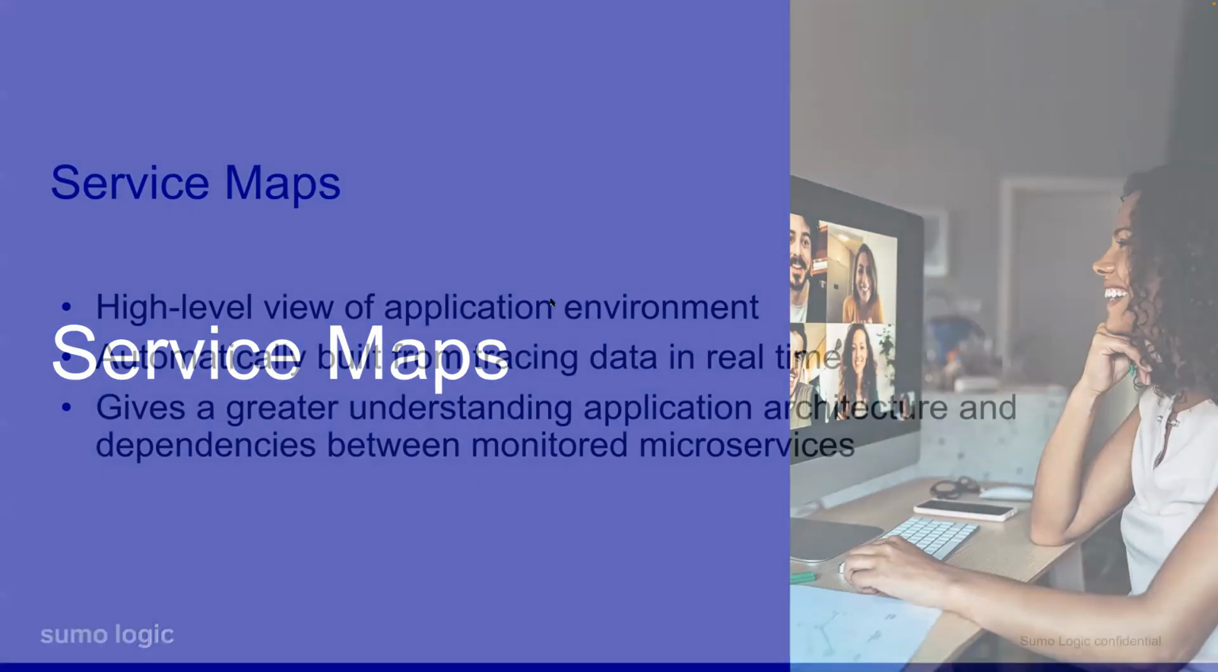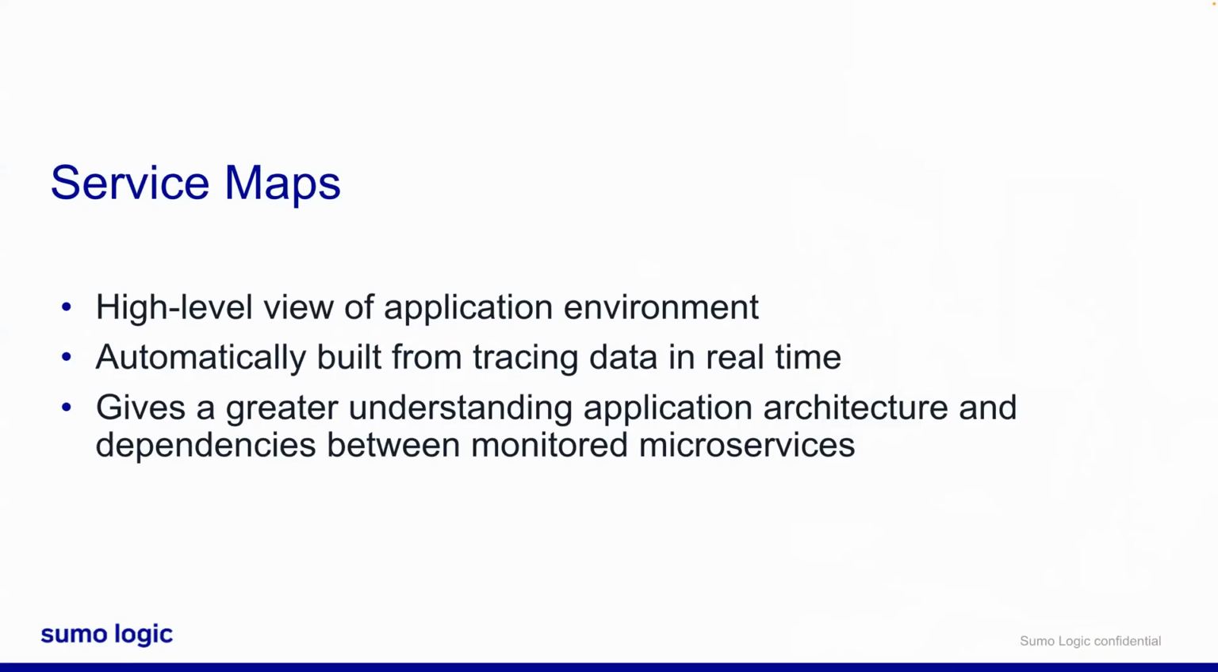So service maps, and we're going to use these in a moment, is going to provide a high-level view of the application environment. So what the service map is going to give us is a constantly updating diagram or map of our services and the interactions that they have with each other. Each service is going to be shown as a bubble, and an arrow is going to connect the two. So actually, let me just show it.